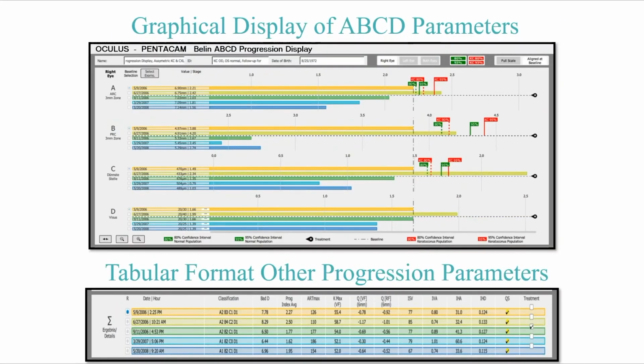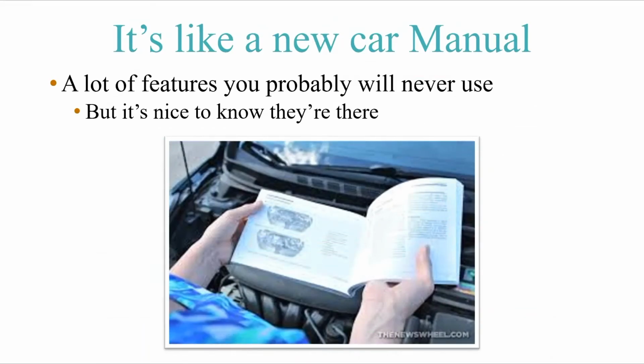We also show a number of different parameters in tabular format. You can see here the ABCD classification, the bad D, the final D, progression index, ART max, Kmax, Q values, and a number of the anterior surface parameters that people have followed in the past. So these are not displayed graphically, but we do show those over time. Now, the display is actually simple, but there's a lot on the display that you probably will never use. And I kind of make a reference, it's like a car manual. There's a lot of features you probably will never use. It's nice to know they're there, and I'll spend just a little time going over them.